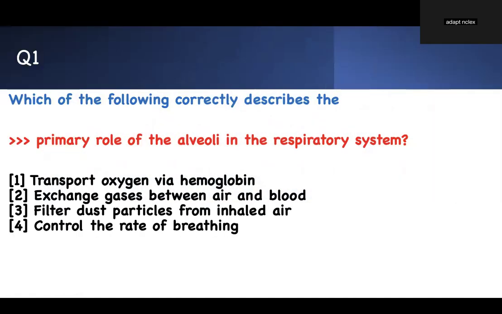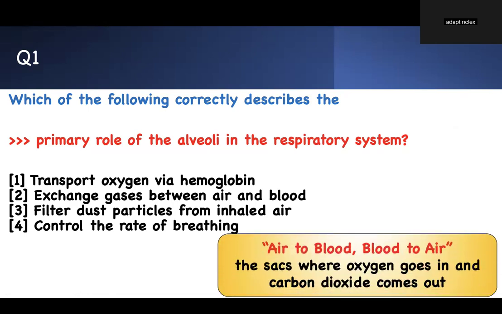The first one: which of the following correctly describes the primary role of the alveoli in the respiratory system? Transport oxygen via hemoglobin, exchange gases between air and blood, filter dust particles from inhaled air, or control the rate of breathing. You have to know the function of the alveoli. What is the easy way to remember it? I know you have so many things to remember, but the simple way is this: air to blood, blood to air. This is the mnemonic, the memorable information you need.